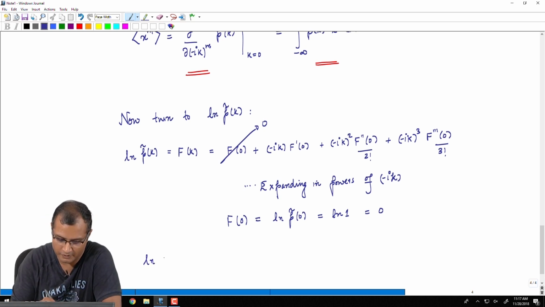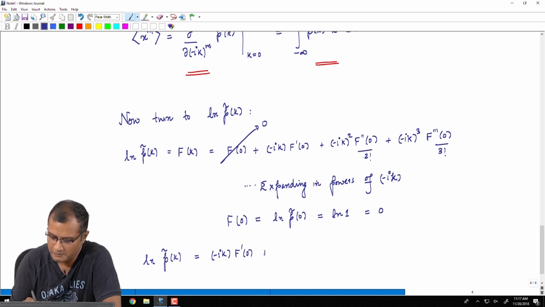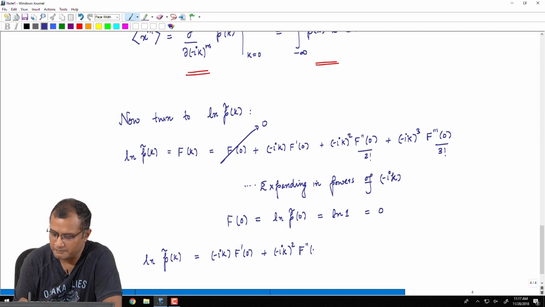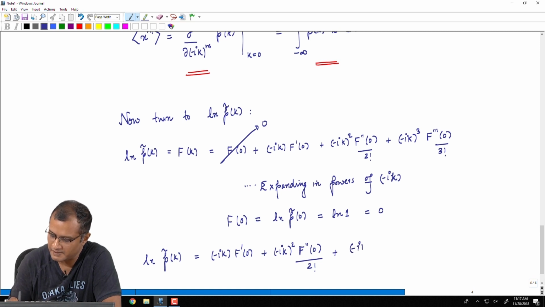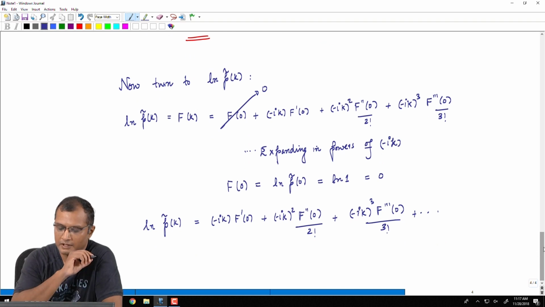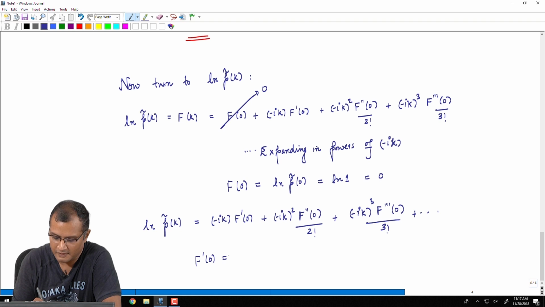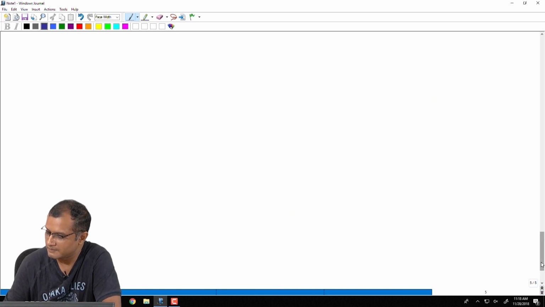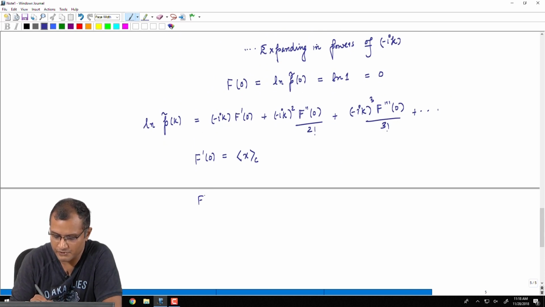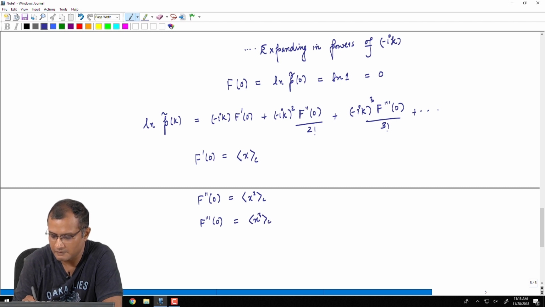So, what we have here is ln of p of k, the left hand side, as minus I k into f prime 0 plus minus I k to the power 2 f double prime 0 on factorial 2 plus minus I k to the power 3 f triple prime 0 upon factorial 3 and so on. If you denote these coefficients as the first cumulant, let us call them cumulants. At this stage they are just variables to you, because I have not really defined physically what a cumulant is. F double prime is the second cumulant, F triple prime the third cumulant, and so on. So, the nth derivative at 0 would be nothing but the nth cumulant.